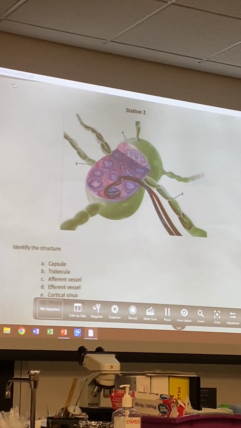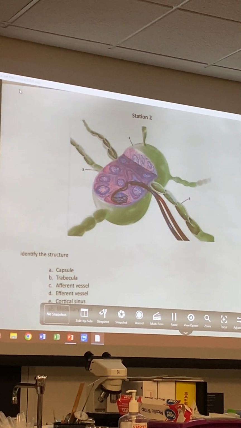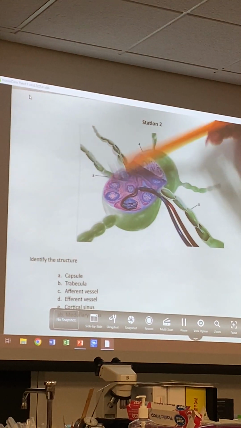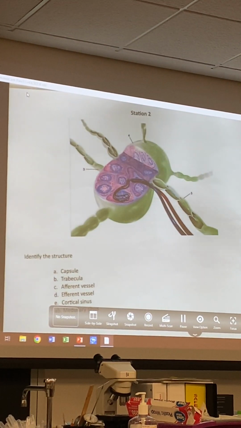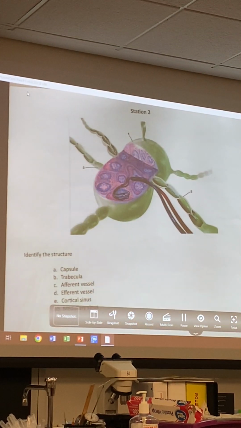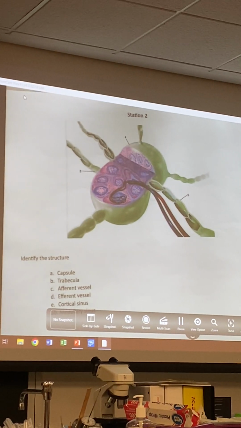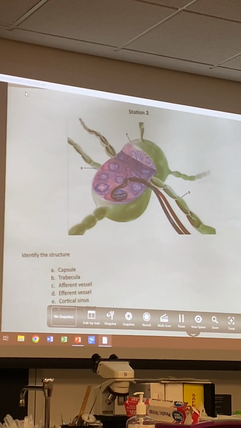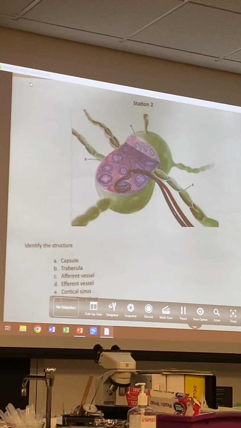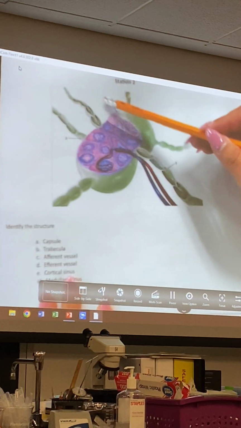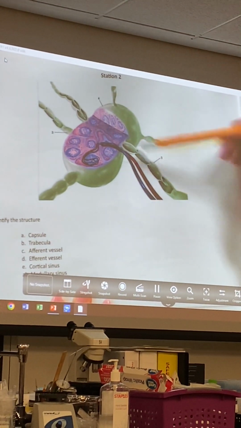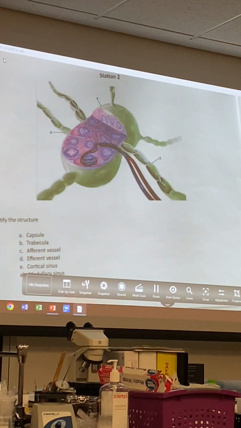Okay, moving on to number 3. You've got a couple hints here. These are arrows going in. These are arrows coming out. You always think E for exit. So what would 3 be? Afferent. And then what would 5 be? Efferent. Yes, 4 is capsule. So 4 is capsule. 5 is going to be E for exit, so efferent vessels.